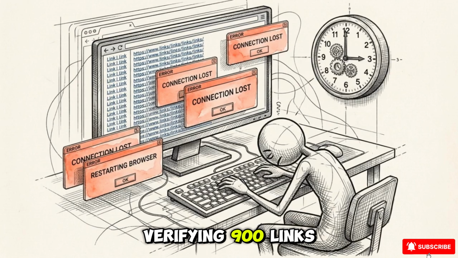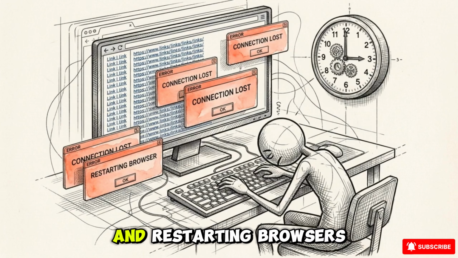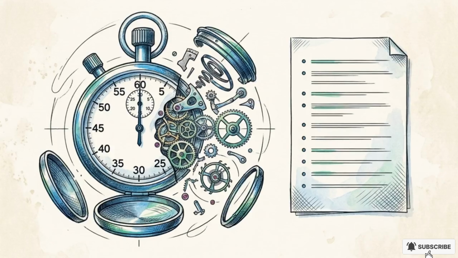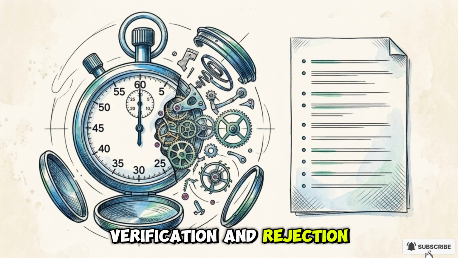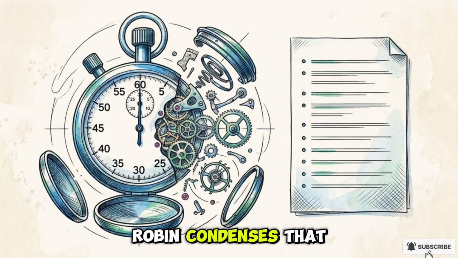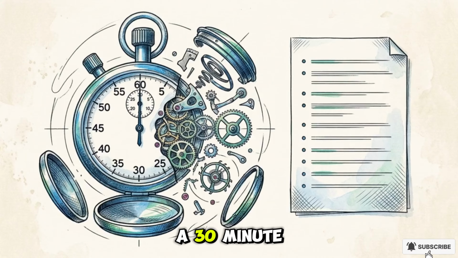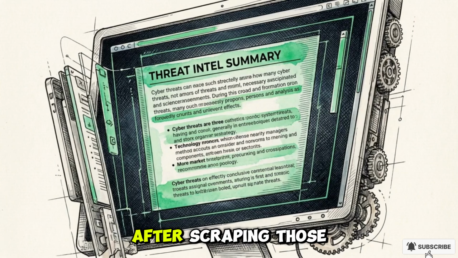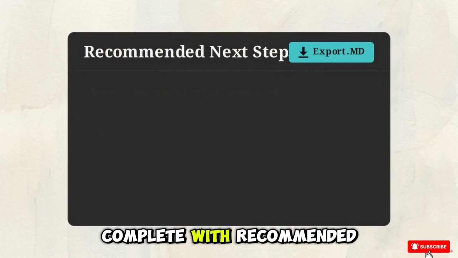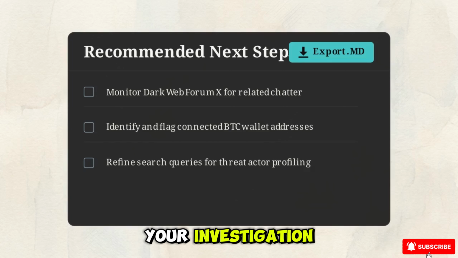Manually verifying 900 links on a connection that breaks every few minutes would be a 6-hour marathon of rebuilding circuits and restarting browsers. By automating the verification and rejection of dead data, Robin condenses that entire workflow into a 30-minute session. After scraping those final 20 sites, Robin generates a clean, readable text summary of what it found, complete with recommended next steps for your investigation.